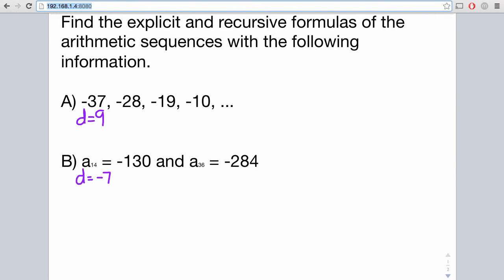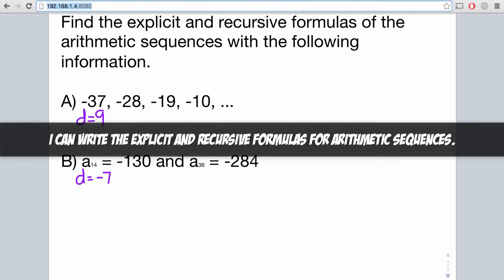Hey guys, it's Mr. Chu, and here's what you're going to learn today. By the end of this video, you should be able to write the explicit and recursive formulas for an arithmetic sequence.